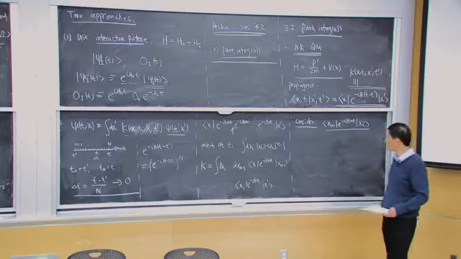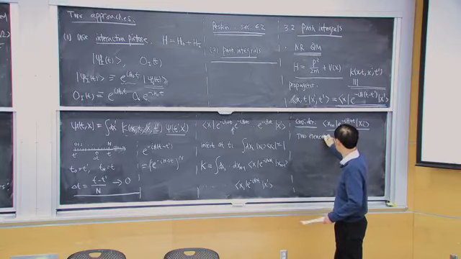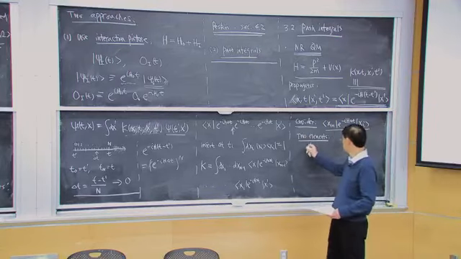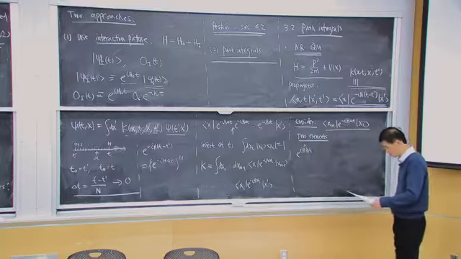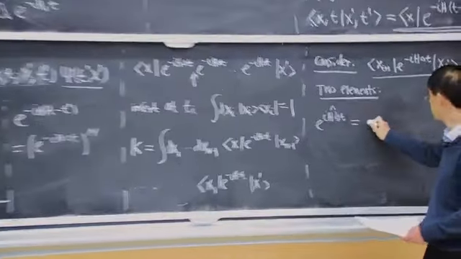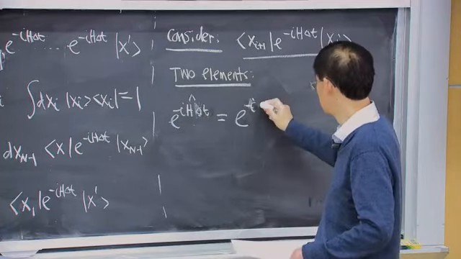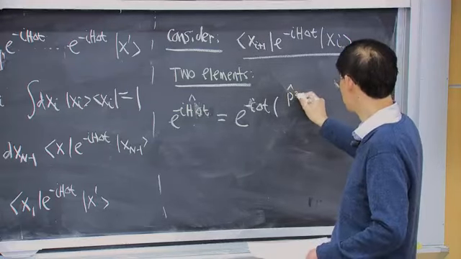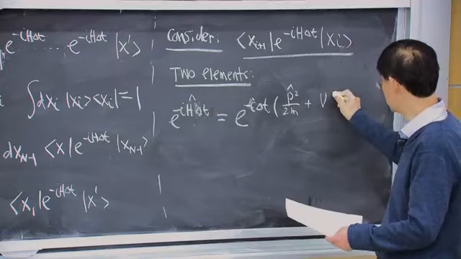To do this, there are two elements. The first element is to recognize that H here is an operator. Let me put a hat here just to emphasize it is an operator. If you write this explicitly, this is minus i delta t, and then you have p hat squared divided by 2m, plus v hat.